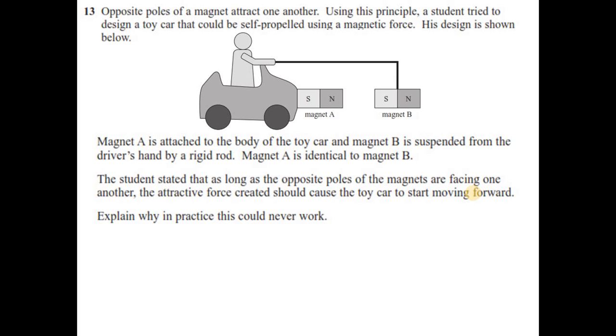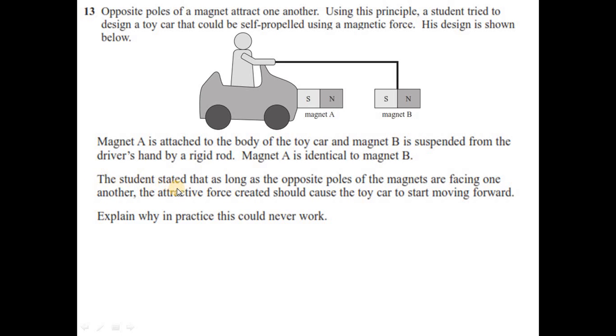Opposite poles of a magnet attract one another. Using this principle, a student tries to design a toy car that could be self-propelled using a magnetic force. His design is shown below. Magnet A and magnet B. Magnet A is attached to the body of the toy car, and magnet B is suspended from the driver's hand by a rigid rod. Magnet A is identical to magnet B.